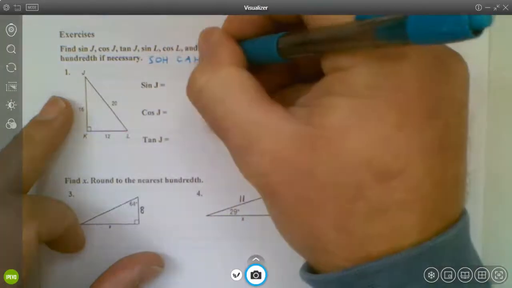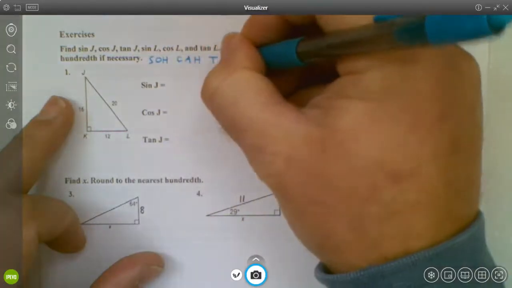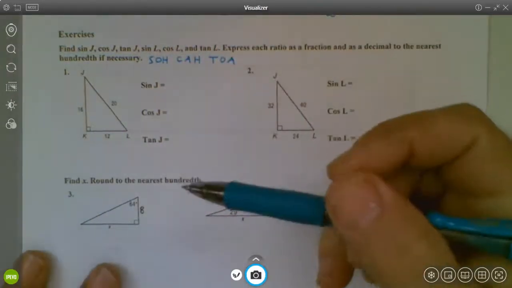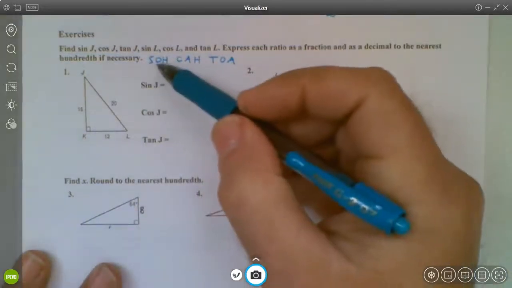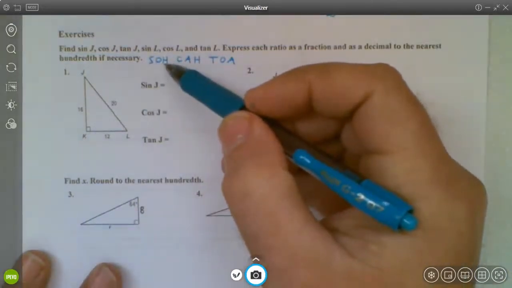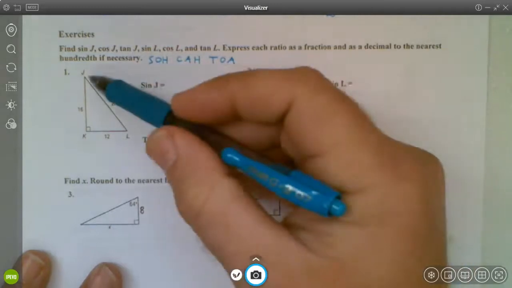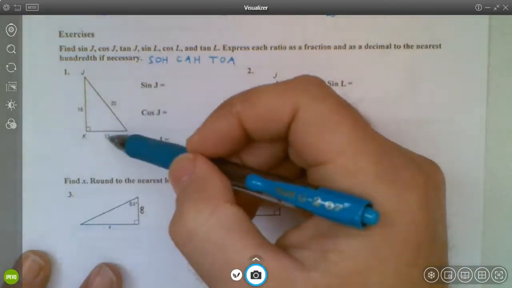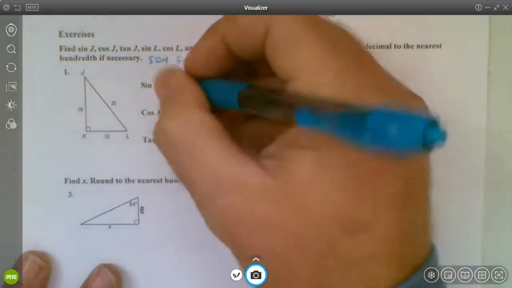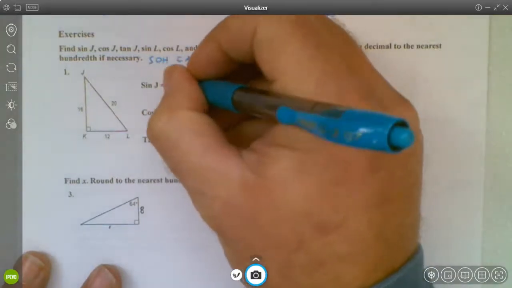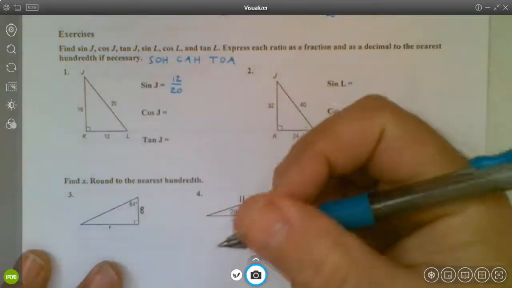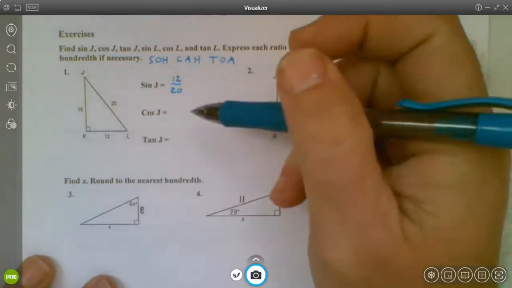I would always encourage you guys to write out SOHCAHTOA, just to help you remember the order that everything needs to go here. So we know that sine does opposite leg over hypotenuse. So from angle J, the opposite leg is 12, hypotenuse is 20. So it'd just be 12 over 20. You could reduce that, of course. We don't have to, but you certainly could.